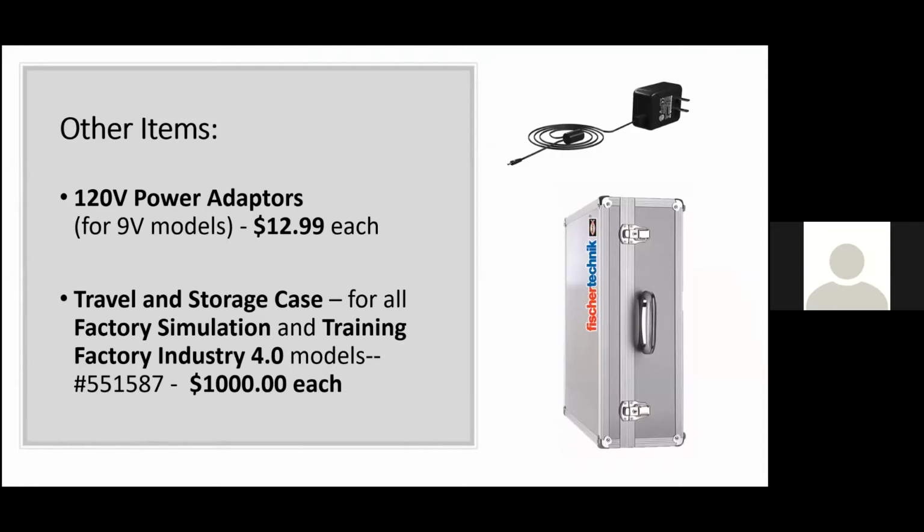The 120-volt power adapters, which are used with the 9-volt models, these are $12.99 each, and the storage and travel case, which again is used for either of the two factory simulation models we looked at, the 9-volt or the 24-volt, as well as the two versions of the Training Factory Industry 4.0 model, the IoT version. Either of those, or I should say all four of these models will fit in here very nicely, $1,000 per unit. And again, they should be shipped flat and used flat, not standing on its side like that is, but that was, I think, just an artistic choice.